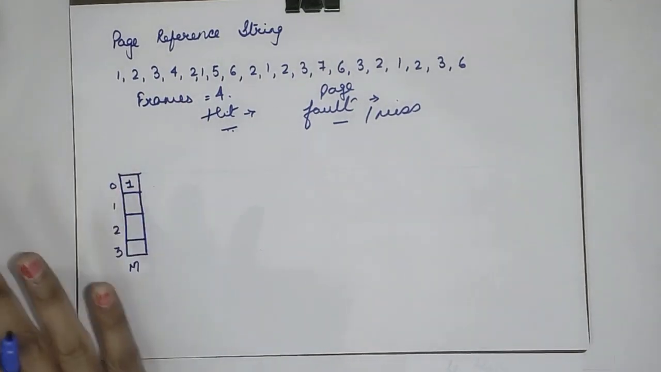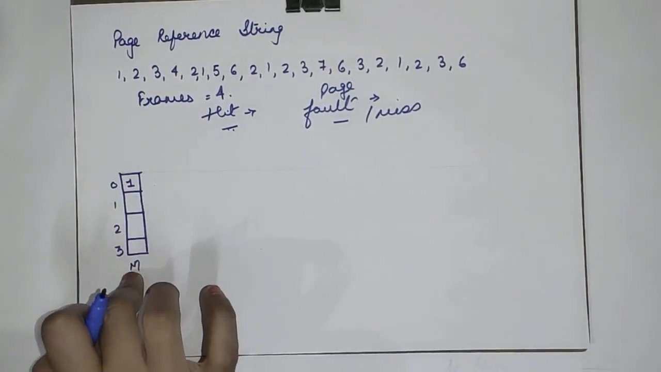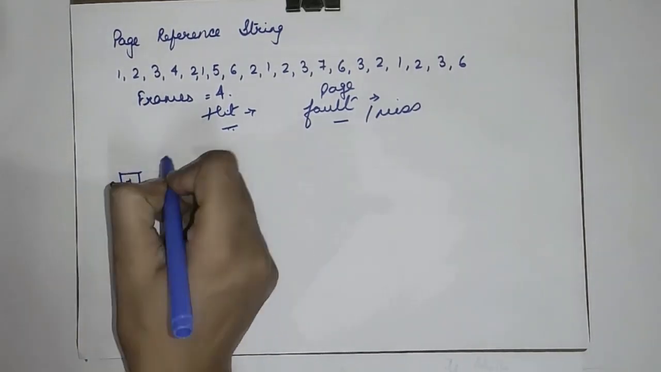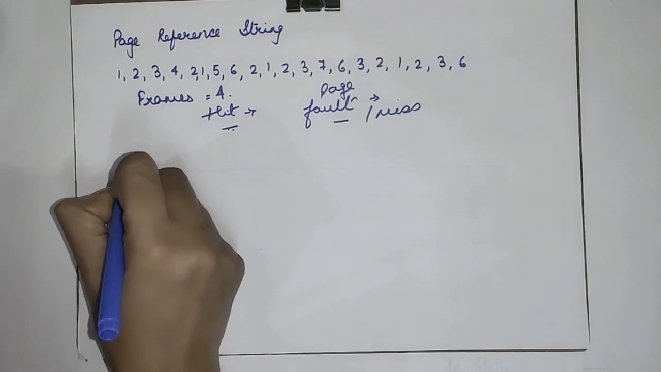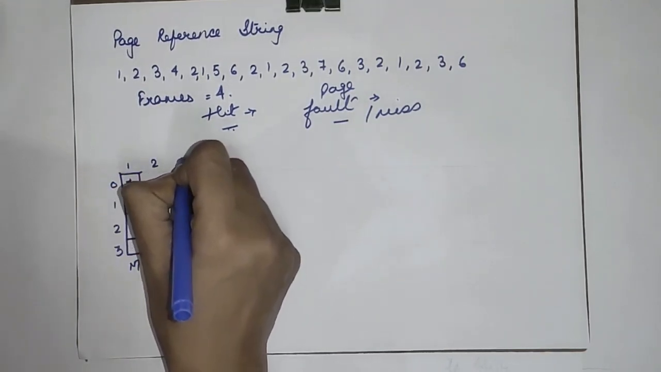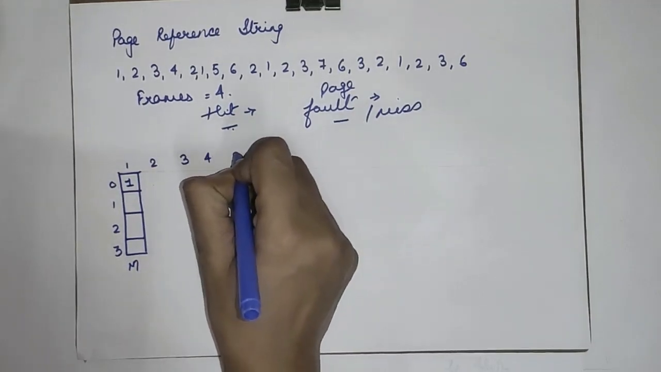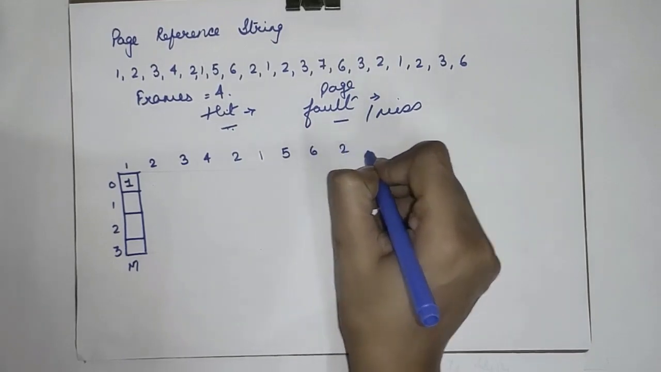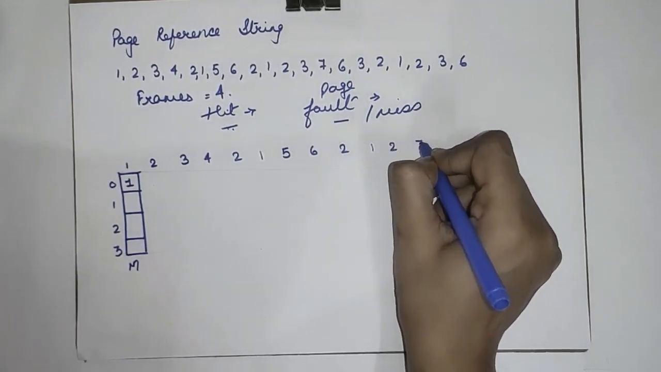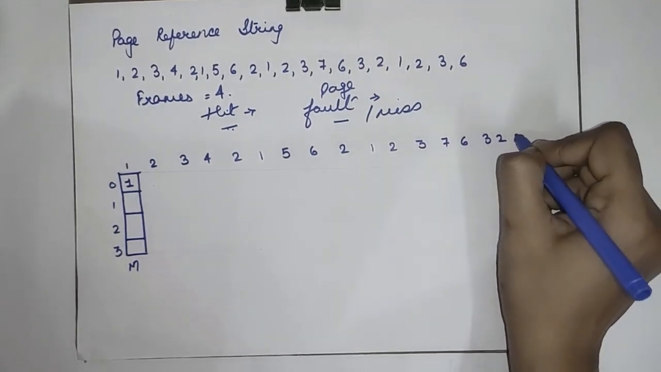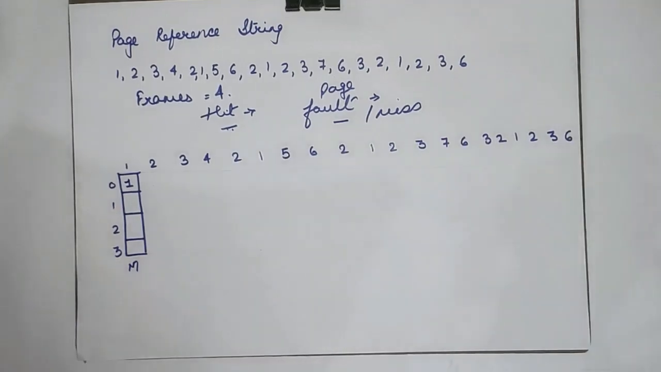Let's first see how the pages are inserted. Initially I have 4 frames. I required page number 1. I inserted page 1. Next, let me write the string over here to avoid confusion. 1, 2, 3, 4, 2, 1, 5, 6, 2, 1, 2, 3, 7, 6, 3, 2, 1, 2, 3 and 6. So this is my string.